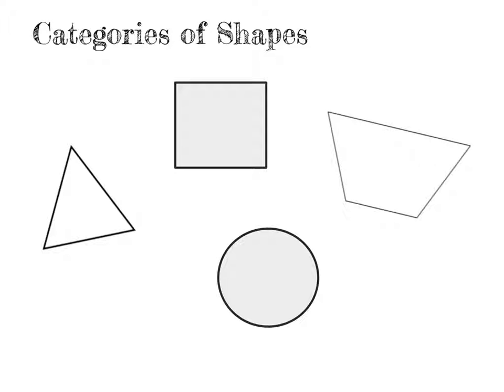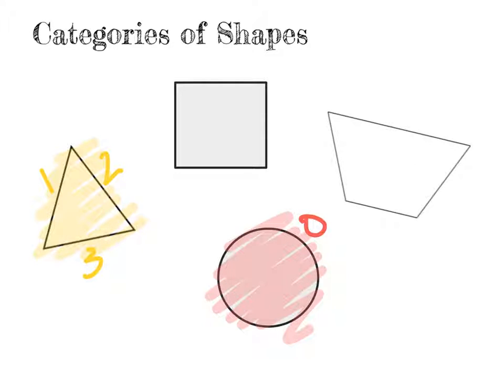Now that we are familiar with how to identify attributes, we need to take a closer look at how to categorize shapes based on their descriptions. We can start by counting the sides. This shape right here has 1, 2, 3 sides. Whereas this shape right here has none. We can categorize the first shape then as a triangle.